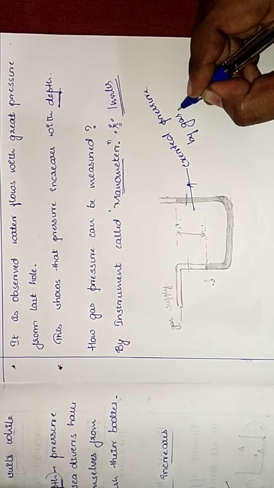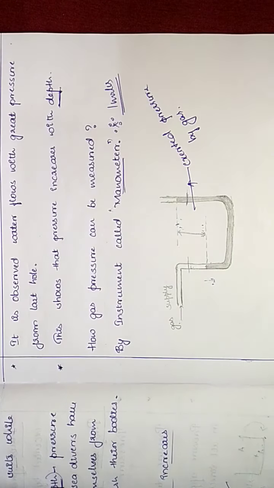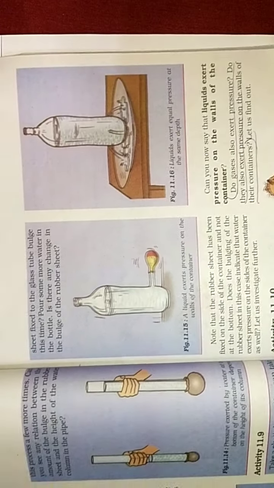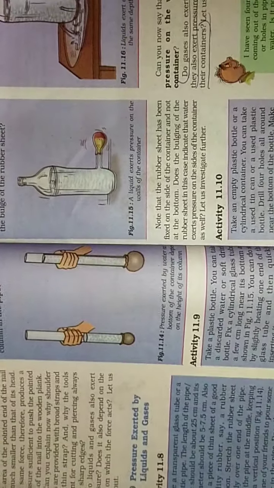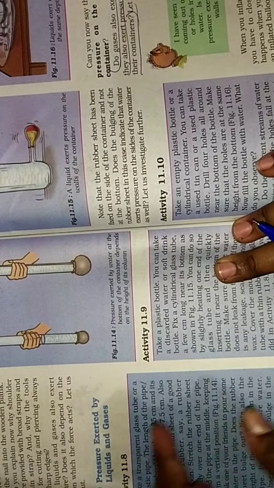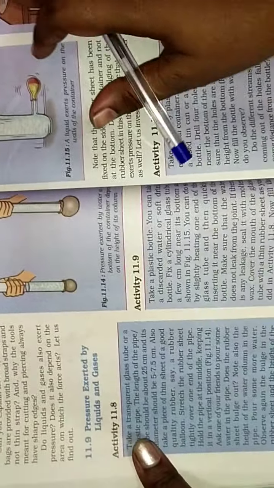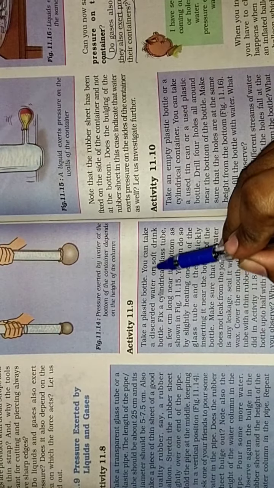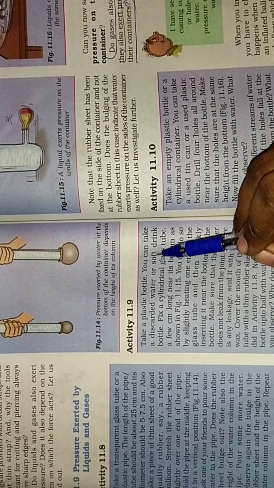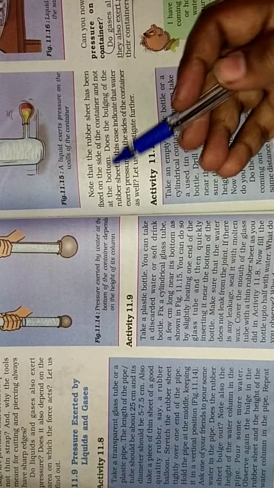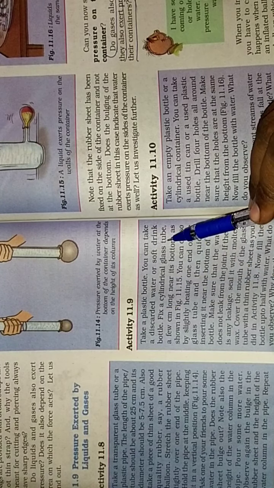Got it, children? I hope you got an idea about pressure exerted by liquid and gases. So I hope this is the activity to be done from you, children. In a very easy method I have explained it. Either you can do it like this also, no issues. So take a plastic bottle, you can take a discarded water or soft drink bottle, you can take normal water, fix a cylindrical glass tube.